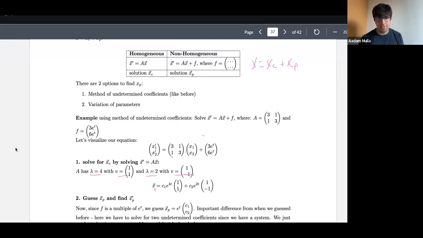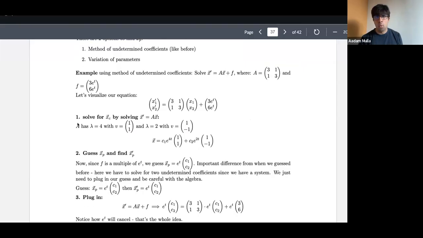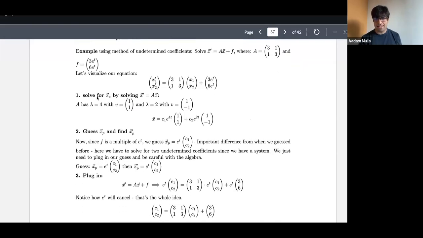Now how do we find xp? We take a guess. We're given e to the t's, so we're going to guess e to the t. Normally before we guessed e to the t times some constant a, but now we need to guess two constants. We need to guess a vector, in a sense, c1 and c2, because we're dealing with vectors here. It's a system of two equations. So we guess that our solution xp is e to the t times the vector c1, c2.